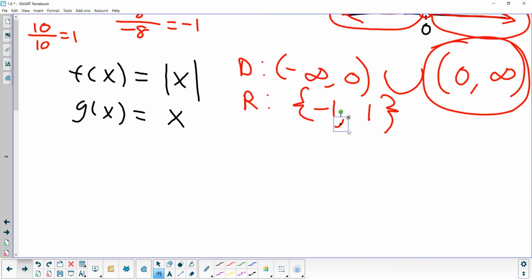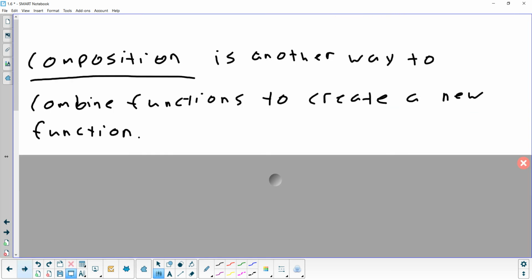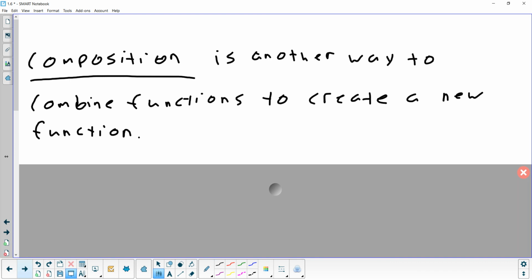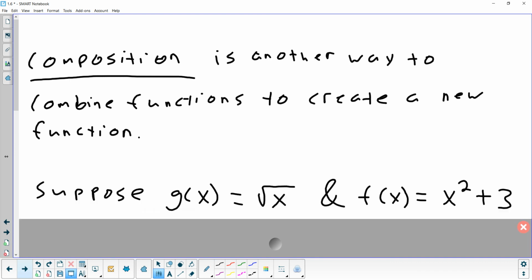All right. So the last operation we're going to look at is composition. Composition is a way to create a new function, and it combines 2 functions together by plugging one function into the other. That's the simplest way to say it. So let me show you.